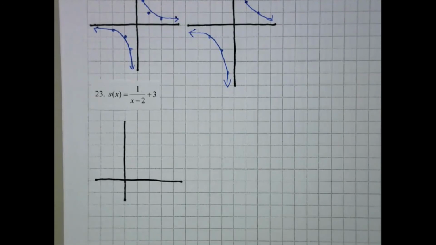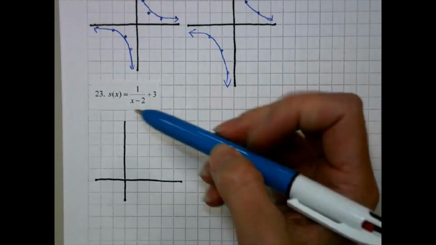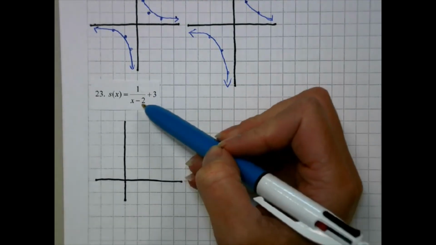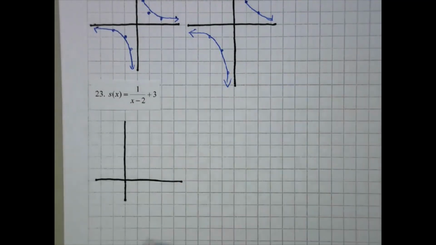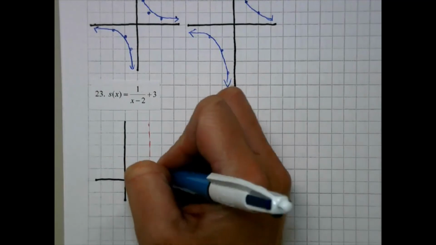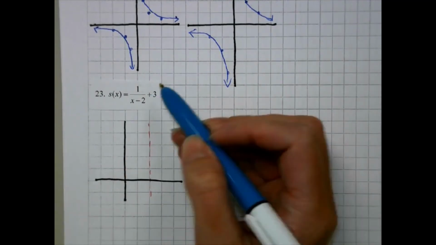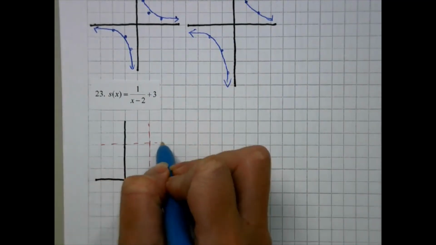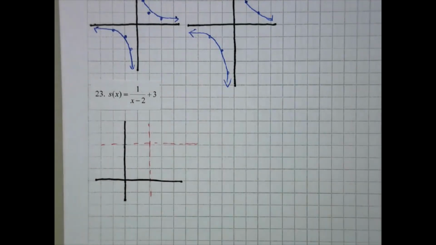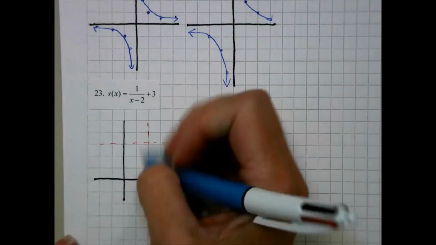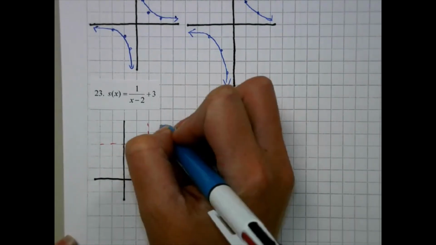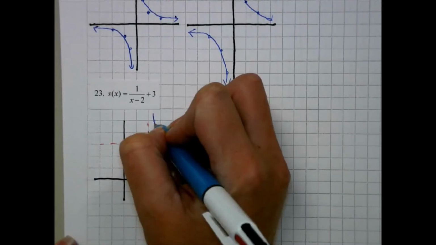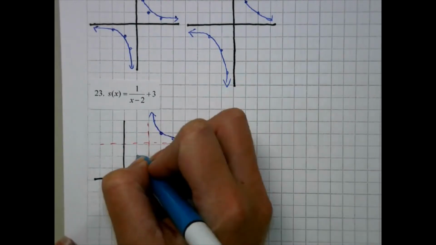Here, this is going to be moved to the right 2 and up 3. So anything you're adding or subtracting directly is going to move the graph left and right. So this is going to go right 2. And we're adding this after the fact, so it's going to be up 3. So those are going to be my new vertical and horizontal asymptotes. So then I'm just going to do the 1, 1, 2, 1/2, 1/2, 2 from that. And down here.